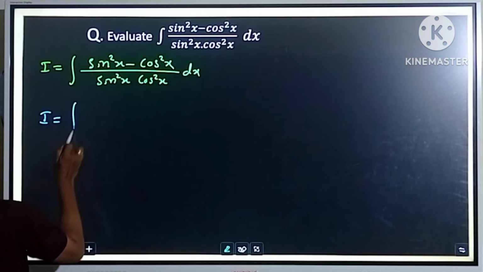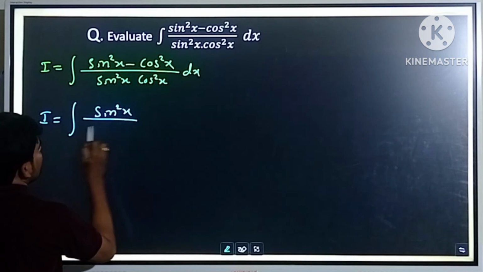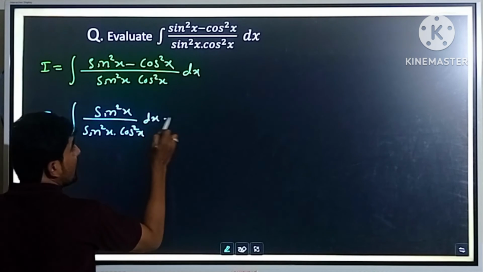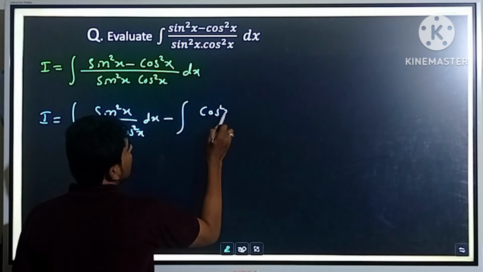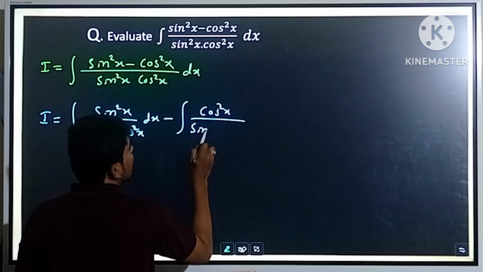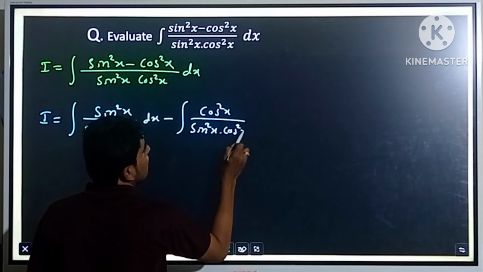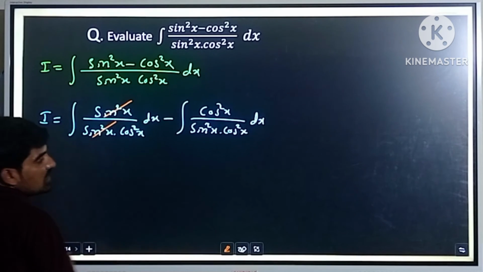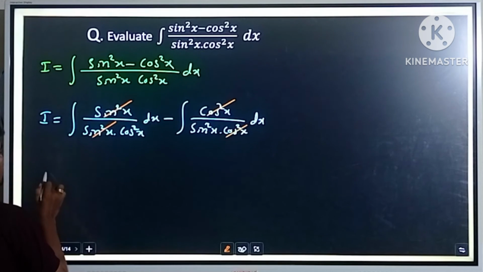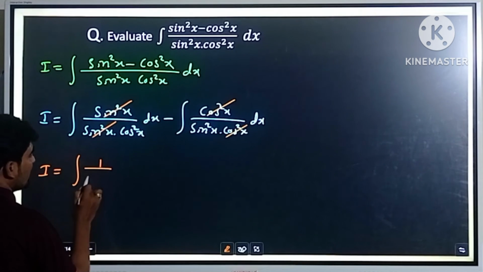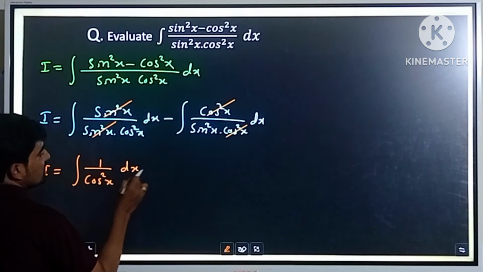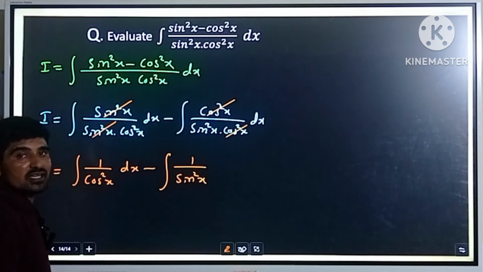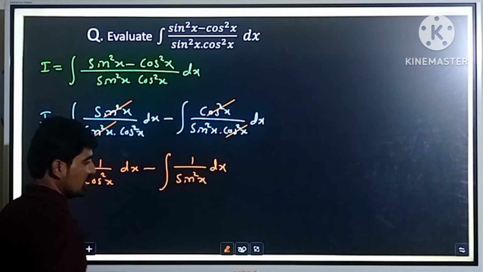So I can be expressed as integration of sin square x divided by sin square x into cos square x dx minus integration of cos square x divided by sin square x into cos square x dx. In the first integral, I can cancel sin square x, and in the second integral, I can cancel cos square x. Therefore, I is equal to integration of 1 divided by cos square x dx minus integration of 1 by sin square x dx.